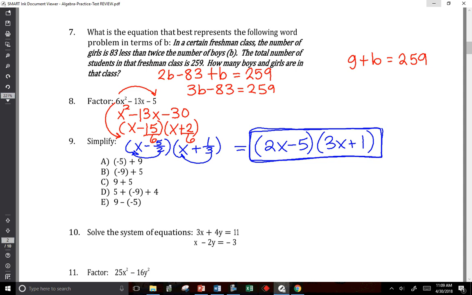What's negative 5 plus 9? Positive 4. Okay, what is negative 9 plus 5? Negative 4. What's 9 plus 5? Okay, for D, we do it from left to right. So we go 5 plus negative 9 is negative 4. Do we agree? And negative 4 plus 4 is 0. And then last but not least, 9 minus negative 5 becomes 9 plus 5. So it's 14.